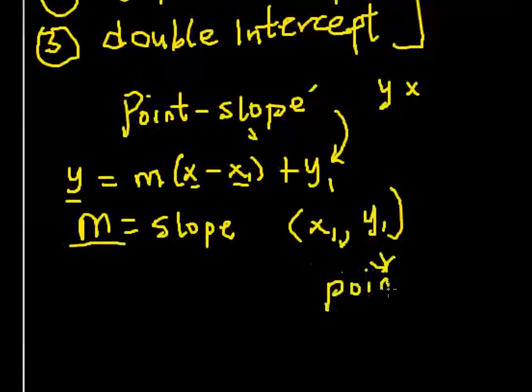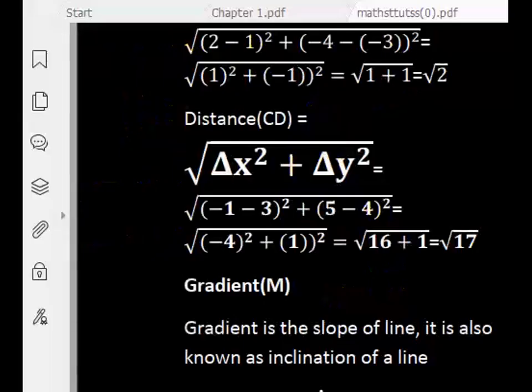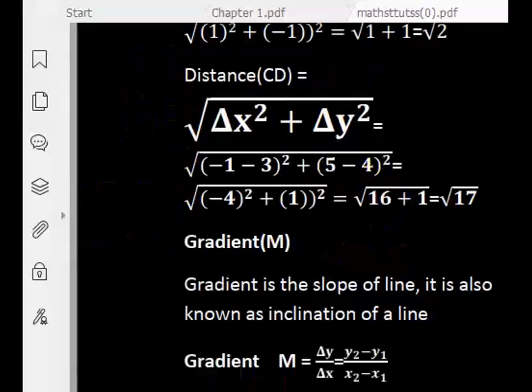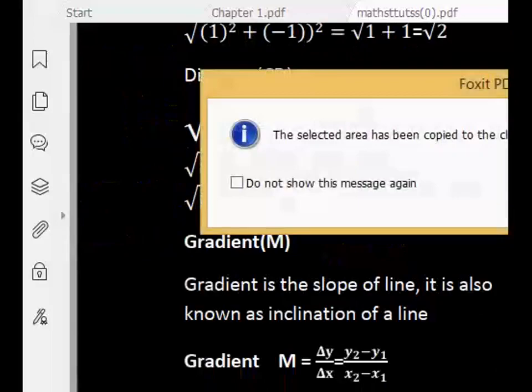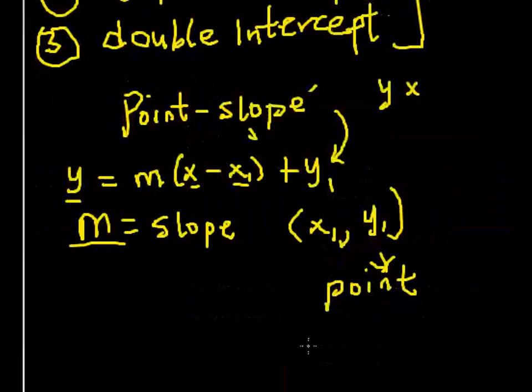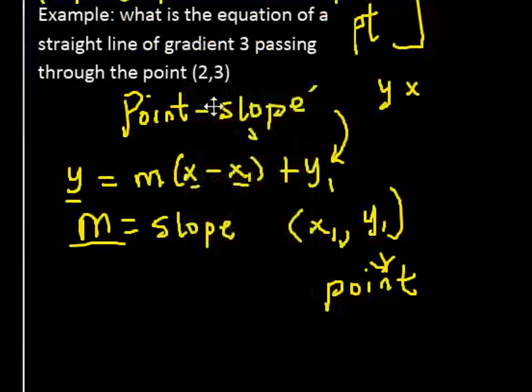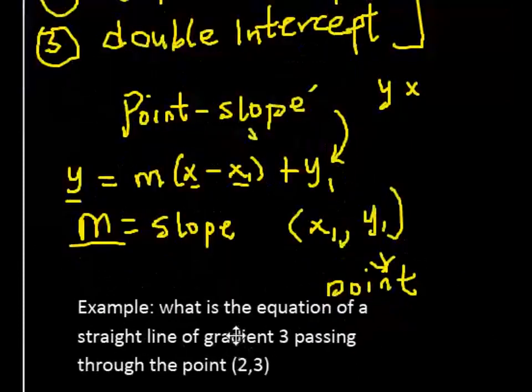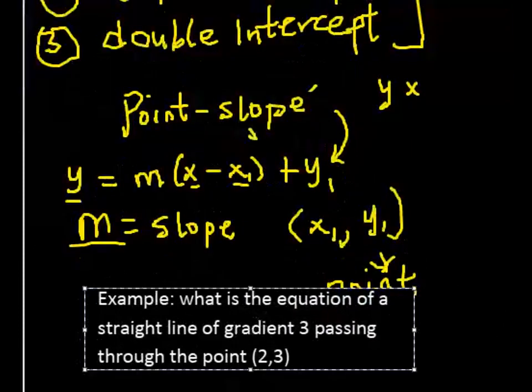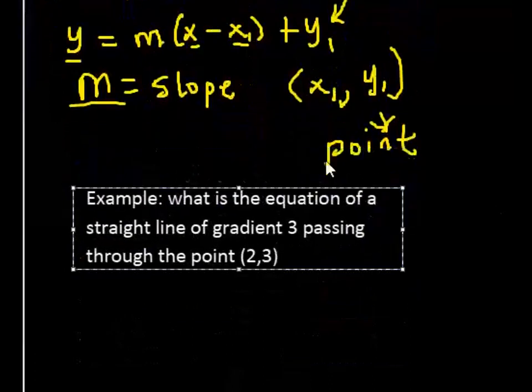So that means anytime you are given a point and a slope, we can find the equation of a line. Let's see an example, because the example will explain better. All right, so here I have a question. Let me bring it to the screen.